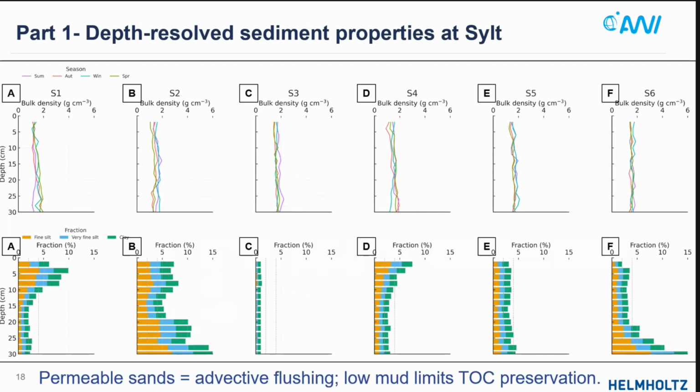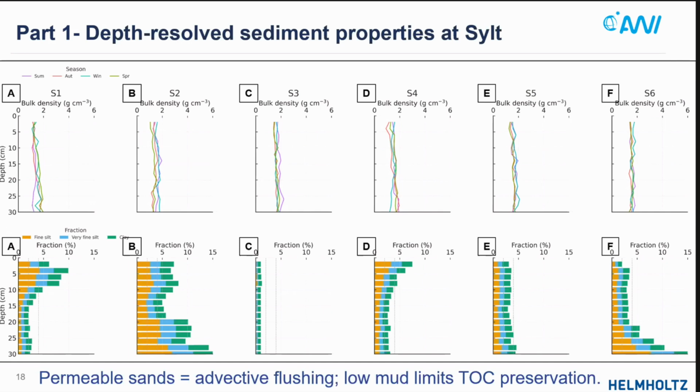So now this graph shows the sediment properties at Zult. The top panel shows the bulk density of sediment in the top 30 centimeters, and the bottom panel shows the percent of mud, which includes fine silt, very fine silt, and clay. The chances of storing organic carbon increase when the percent of mud increases. Now, if we look at the top panel, the bulk density, we see that bulk density increases with depth a little bit. So it could be because of sediment compaction.